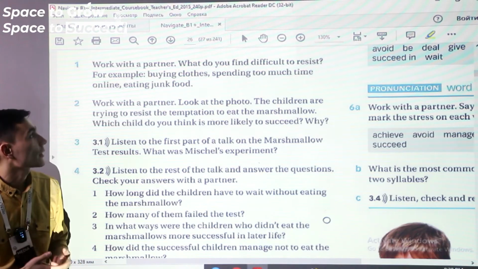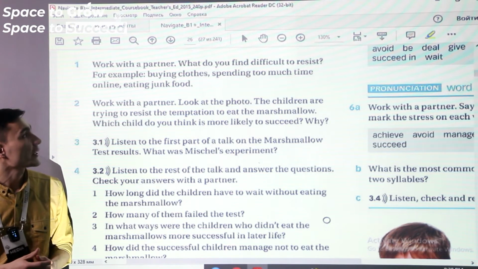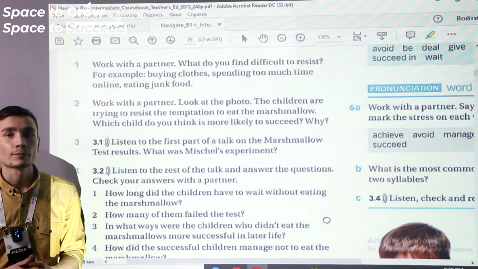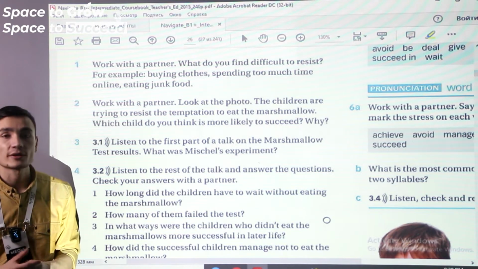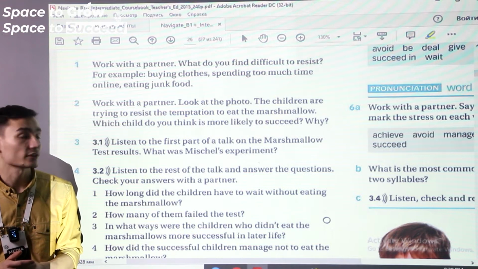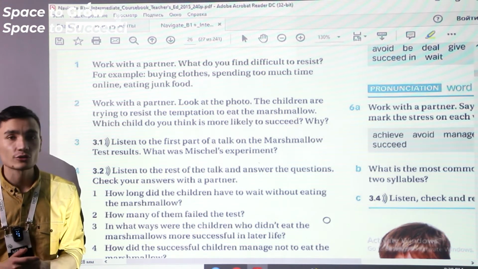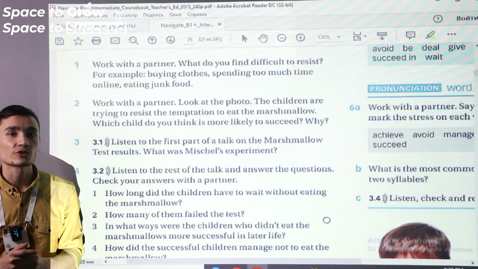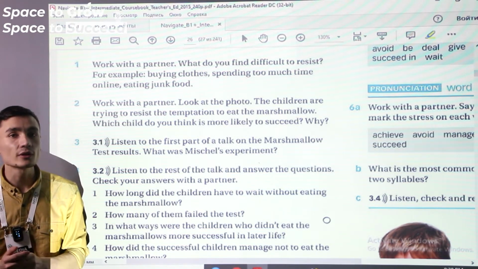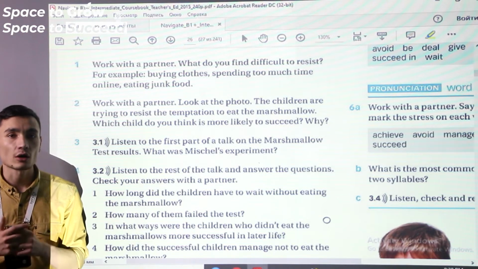Now let's look at the possible answers. I find spending too much time online really difficult because I'm quite addicted to social media, as others are, and I think that it's bad. I know that it's bad. That's why I try to resist. I try to force myself not to go to social media sites often, but it's really hard.